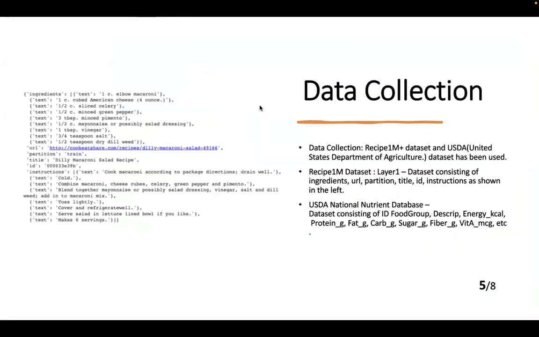So this is what our data collection is like. For the data collection, we're using the Recipe 1M Plus dataset and the USDA dataset. The Recipe 1M dataset mostly consists of ingredients, URL, partition, title, ID, and instructions, as shown on the left. The partition is just train and test for this dataset. And the USDA National Nutrition Database consists of ID, food groups, description, and then all of the other nutrients and their values and information.